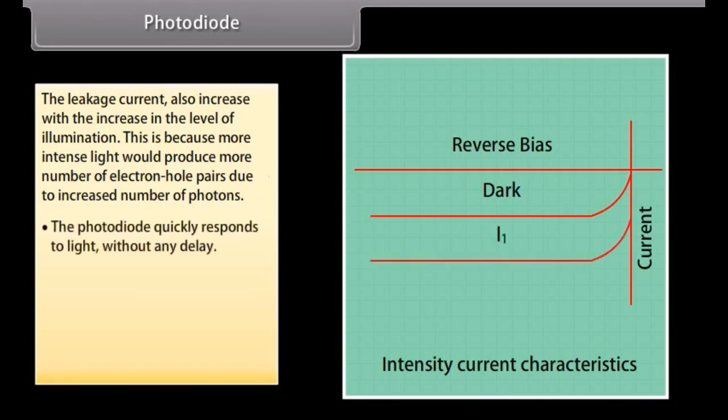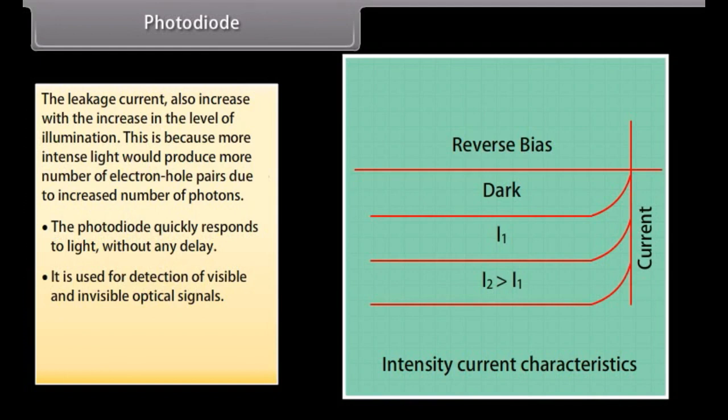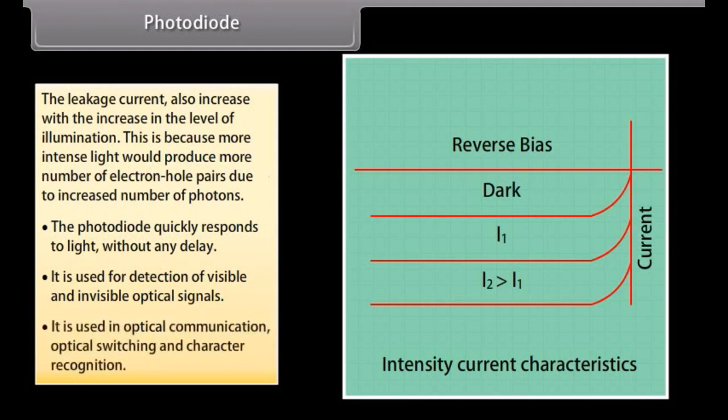The photodiode quickly responds to light without any delay. It is used for detection of visible and invisible optical signals. It is used in optical communication, optical switching, and character recognition.